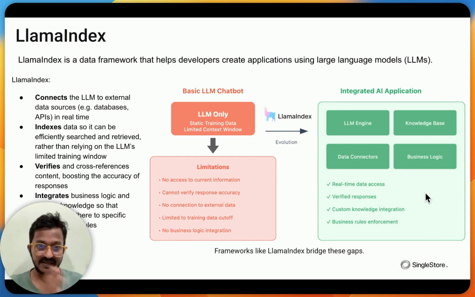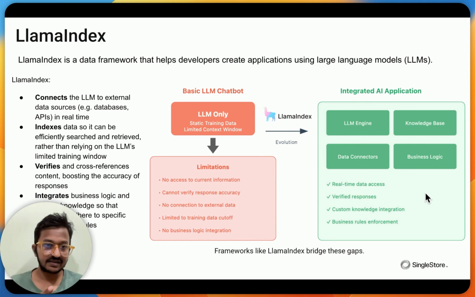Like we saw, the basic chatbot using an LLM will have a lot of limitations: no access to current information, it cannot verify its own responses, and no connection to external data. That's how the chatbot can hallucinate more and come up with its own fake, made-up responses. It is limited to the training data cutoff, with no business logic integration. These are some of the limitations we saw previously also. All these things can be bridged using LlamaIndex.